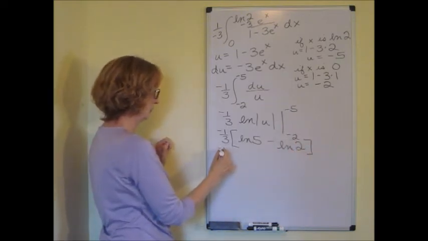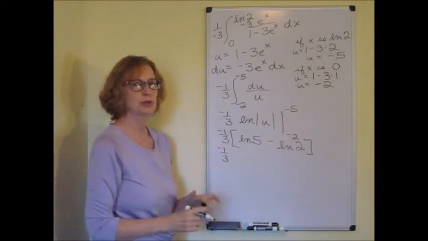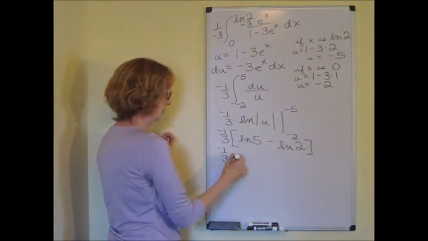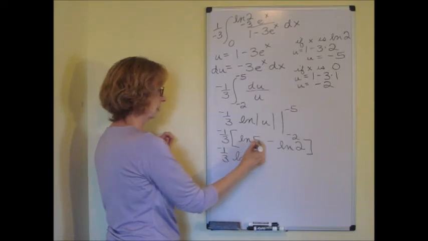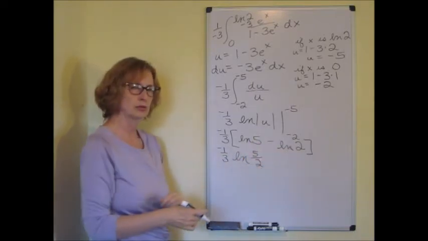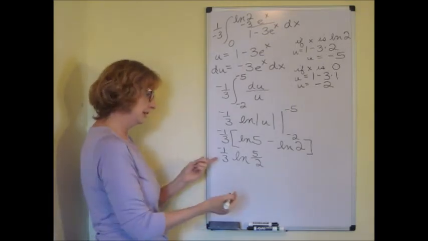So a -1/3. Remember, there's a rule with natural logs. When you subtract the logs, that would be the same as the natural log of 5/2 division. That's an old rule. This is okay.